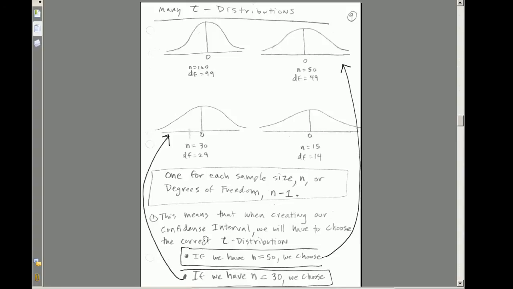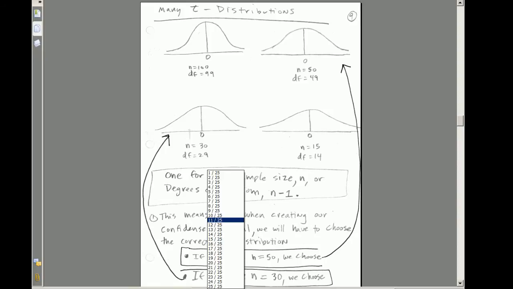This means that when creating our confidence interval, we have to choose the correct t distribution. So if we have n equals 50, we choose this one. N equals 50, degrees of freedom equals 49. If we have n equals 30, we choose this one. N equals 30, degrees of freedom equals 29. Now, in the old days, you had lots of tables, right? And you'd look them up. In Excel, there's the t functions, and we simply tell it degrees of freedom, or with Confidence.T, we tell it the n. And it will know which distribution to go to.